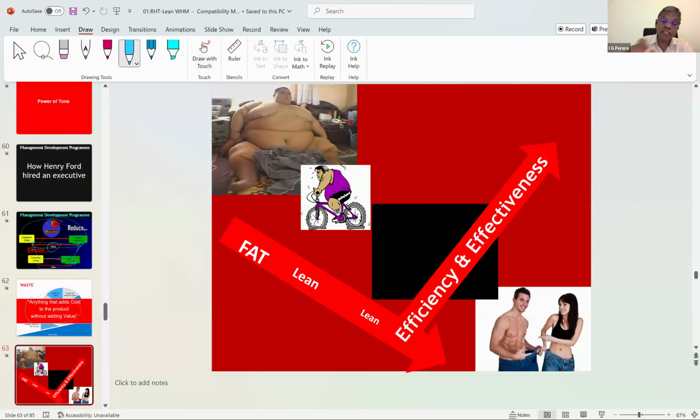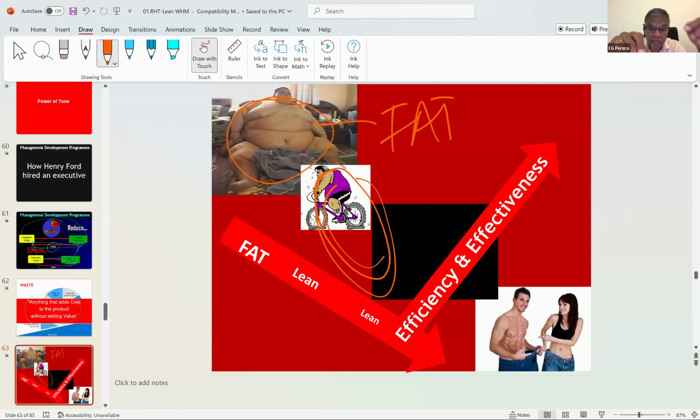When you reduce the waste, now this person is very fat. Why is this person fat? Because he has got fat. But if he engages with a systematic program, then he will be burning his fat and will be lean like this.